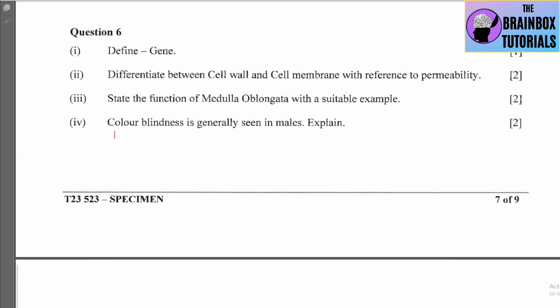Now question number 6 part 4: color blindness is generally seen in males. Explain. So you will write that it is X-linked. X-linked means it is linked to X chromosome. So it is an X-linked recessive disease, and then you can also explain that this defect is due to recessive genes which occur on X chromosome.